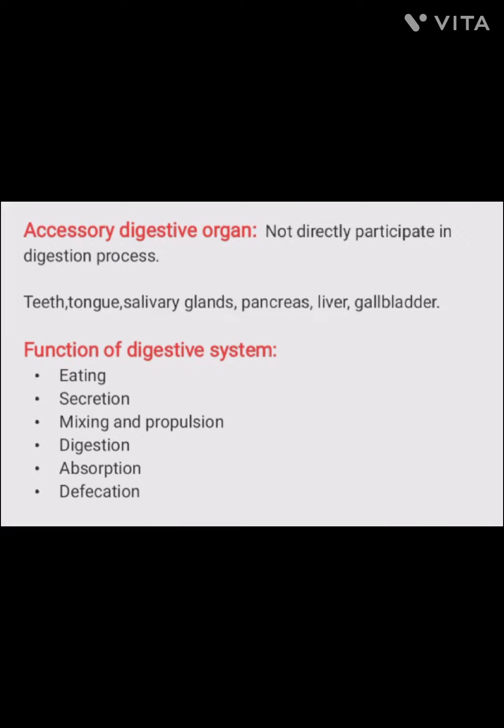Next, accessory digestive organs. These accessory digestive organs do not directly participate in the digestion process, but they help in digestion. Accessory digestive organs are teeth, tongue, salivary glands, pancreas, liver and gallbladder. Teeth help in chewing or grinding the food, and the tongue helps in moving the food and swallowing the food. Salivary glands, pancreas, liver, gallbladder release some enzymes. They participate in the digestion process.